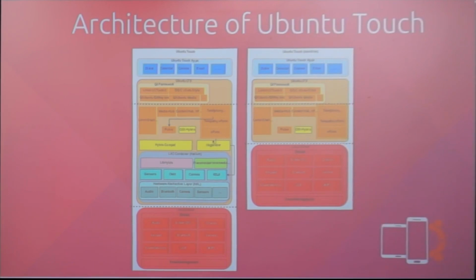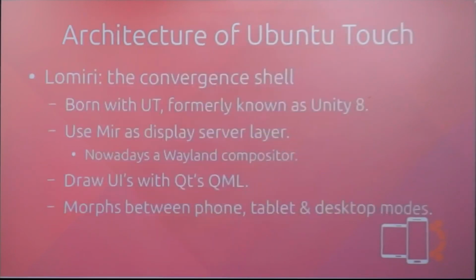So now let's discuss some of the components in this diagram in more detail. Let's start with Lomiri. Lomiri is basically a display server. It was born together with Ubuntu Touch itself, and is formerly known as Unity 8, as some of you might remember.